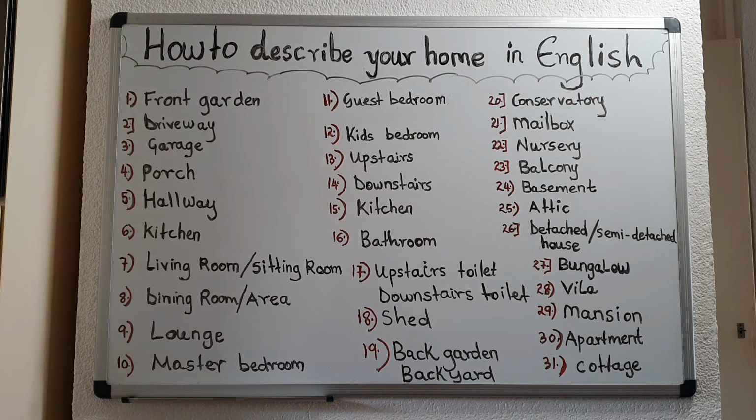So if you have a detached house, it means you have no neighbors attached to your walls, either on the left or on the right. Your house stands on its own. If you have a semi-detached house, then it means that on one side of your house, your wall is attached to that of your neighbor. You share a wall.